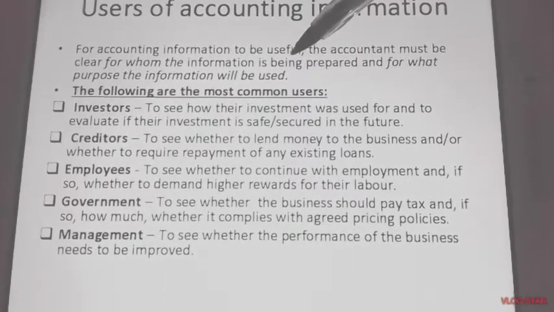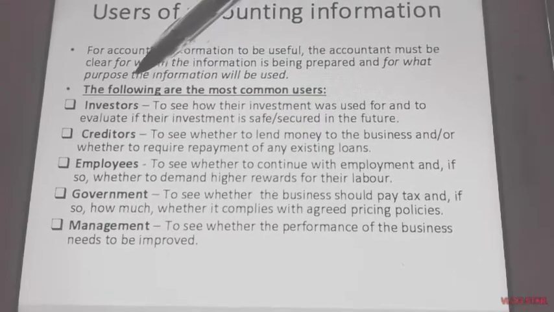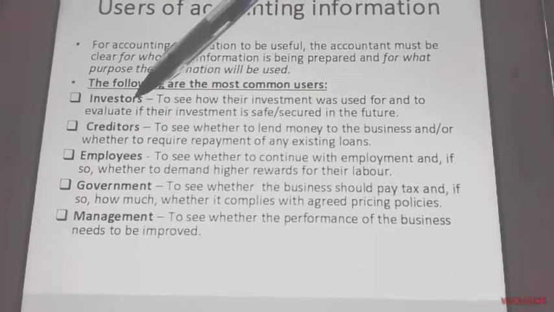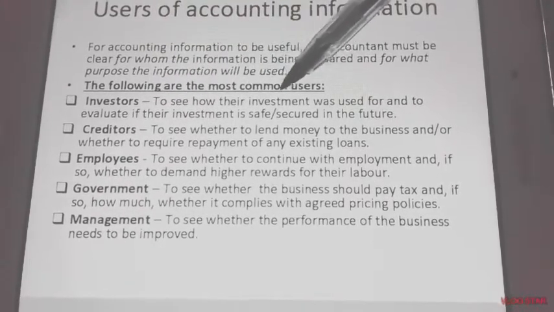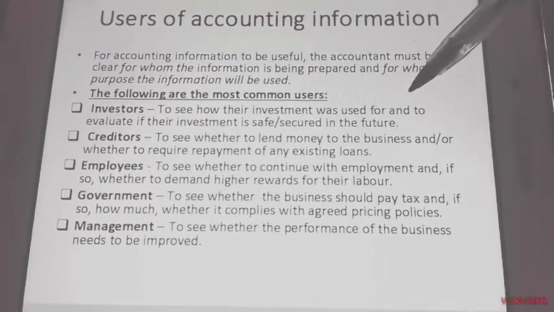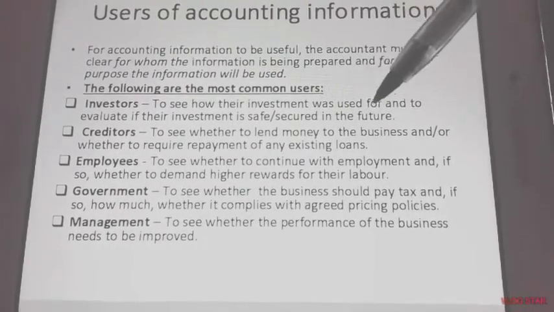And so we have different uses of accounting information. For instance, here we have investors. So these are the people who invest money into the business or into the entity. So the investor will use this kind of information to see how their investment was used, and to evaluate if their investment is safe and secure in the future.